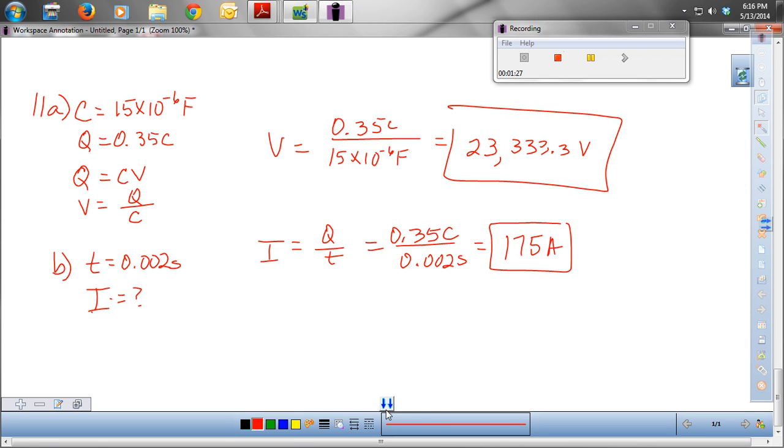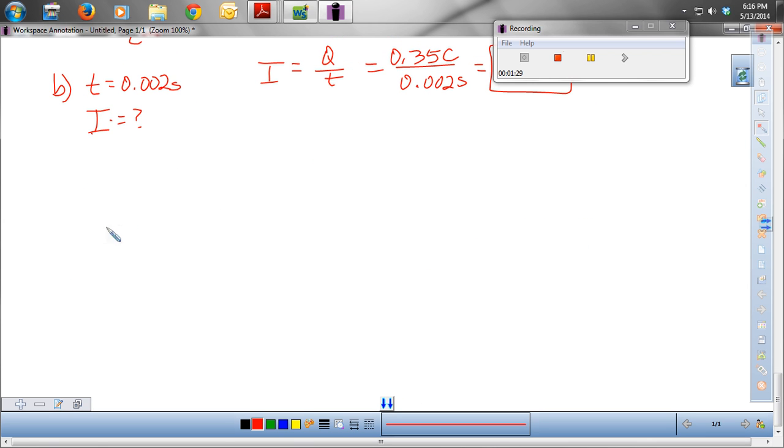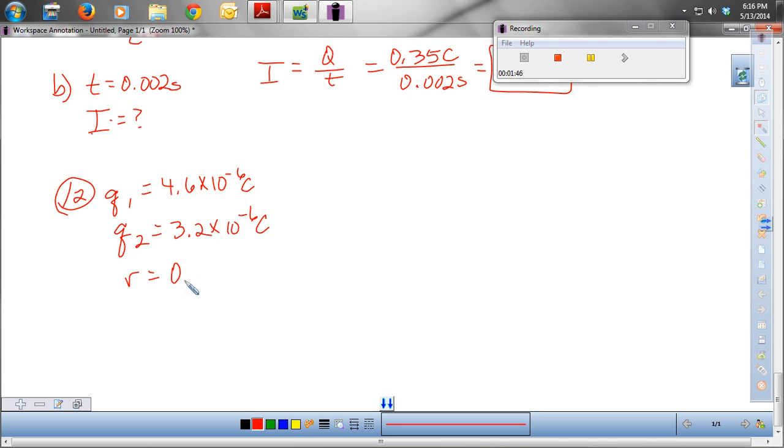All right, then it wants to know, for question 12, you have two charges, Q1 is 4.6 times 10 to the minus 6 coulombs, and Q2 is 3.2 times 10 to the minus 6 coulombs. And they're separated by a distance of 0.30 meters, and it wants to know what is the electric field midway between the 2 points.